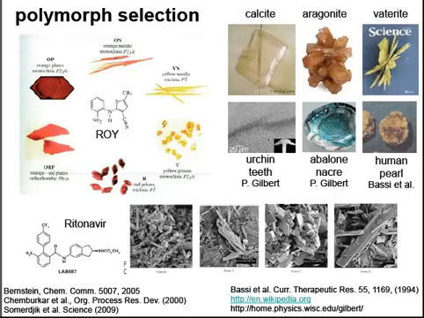Polymorphism refers to the ability of some substances to crystallize into multiple different crystal structures. It's a remarkable property and something that's very difficult to predict, the actual structures that a molecule can crystallize into, or a salt, for example.